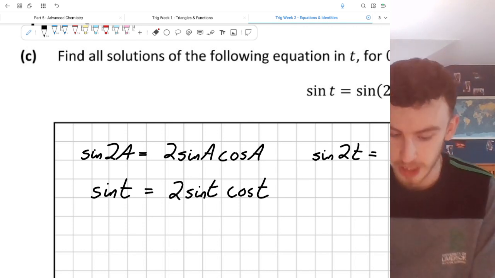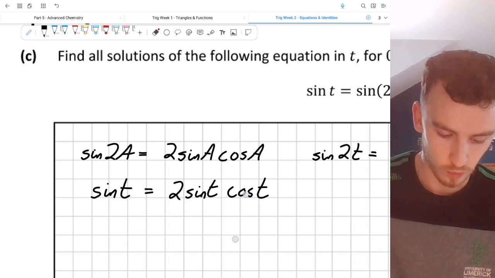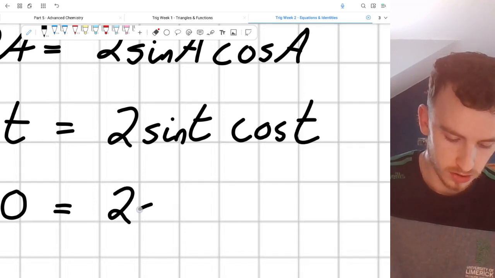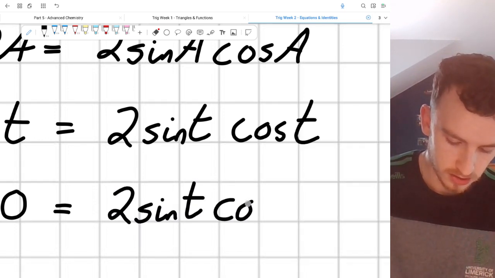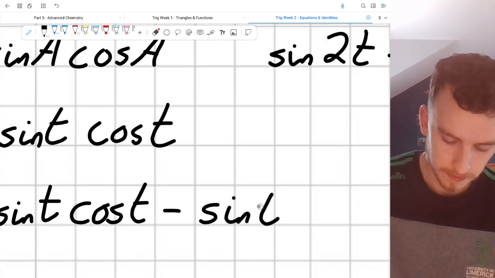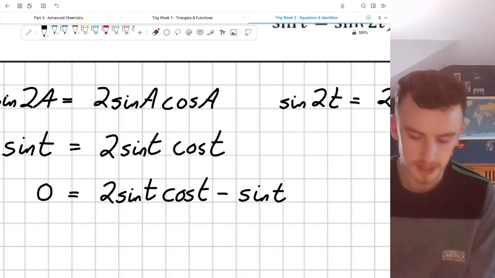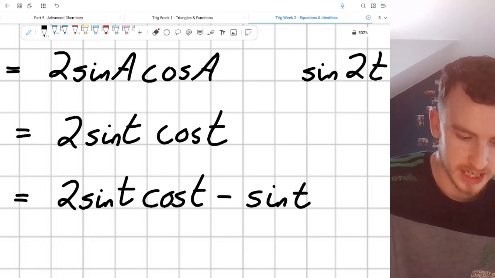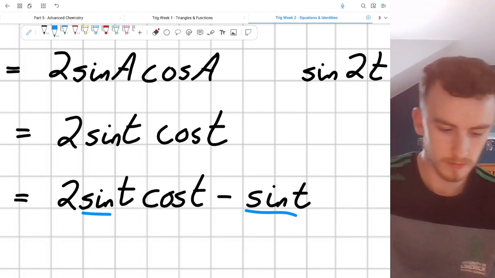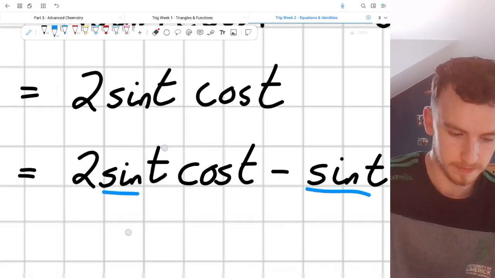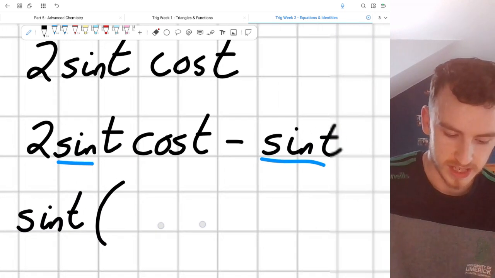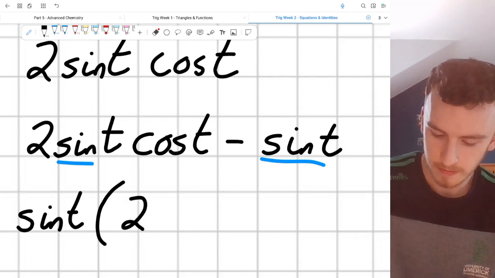Now, we still have to do further manipulation. So what we want to do is get everything on one side. So we'll say 0, we'll take the sine t over and we'll get 2 sine t cosine t minus sine t. So now we have a sine t in common that we can take out, or we can factorize out, I should say. So we get sine t. If we take it out of the first part, we're left with 2 cosine t.